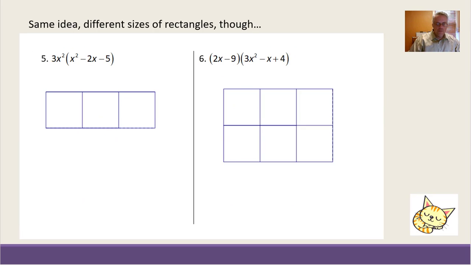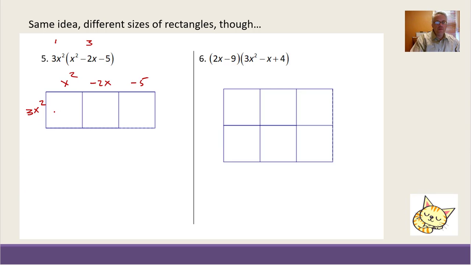All right. Last two examples. These are a little bit different. This one is a monomial times a trinomial. It has one term times something with 3 terms. So we need a 1 by 3 box. So we draw the box to match the multiplication problem. So 3x squared goes here. We're going to put x squared minus 2x minus 5 here.